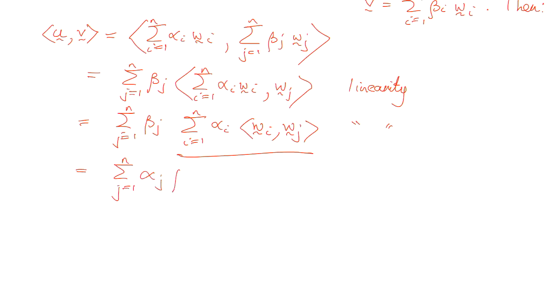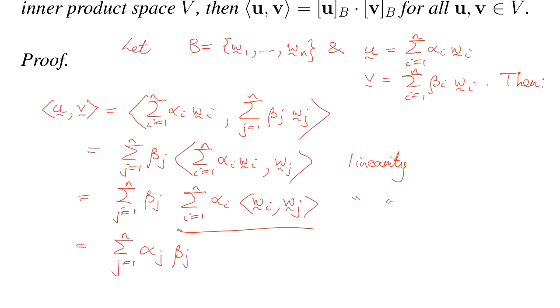So we've just got alpha j beta j summed over j. And now, what's that thing? What does that look like? It's a dot product, right? It's a dot product of two vectors, one of them where all the entries are alphas, and the other one where all the entries are betas. But what are those vectors?